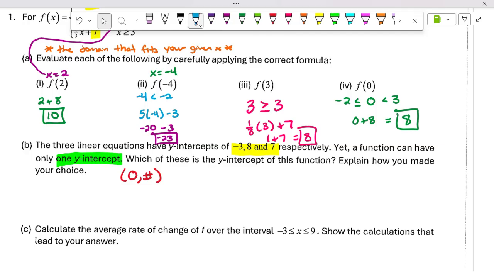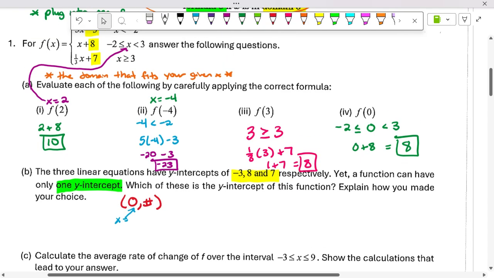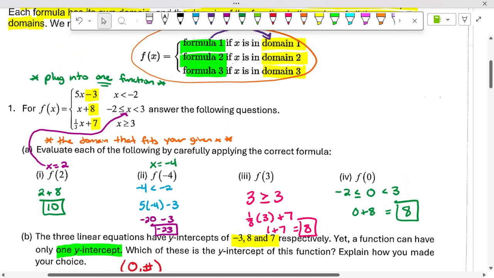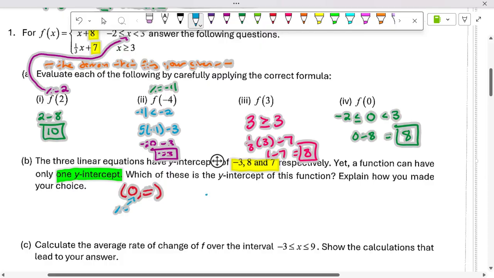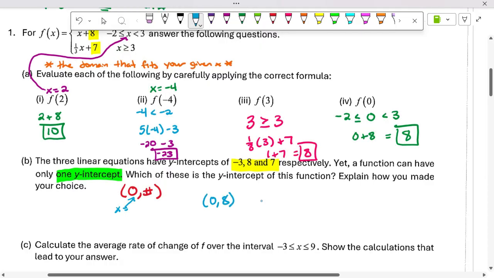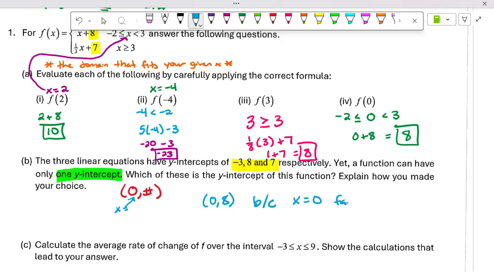So what do we know the x value has to equal? So x has to equal 0. Which domain does 0 fall into? We already did this one technically. It goes into the second one. So what's the y-intercept of the second one? 8. So the y-intercept is at (0, 8), because x equals 0 falls into the domain -2 is less than or equal to x, which is less than 3.